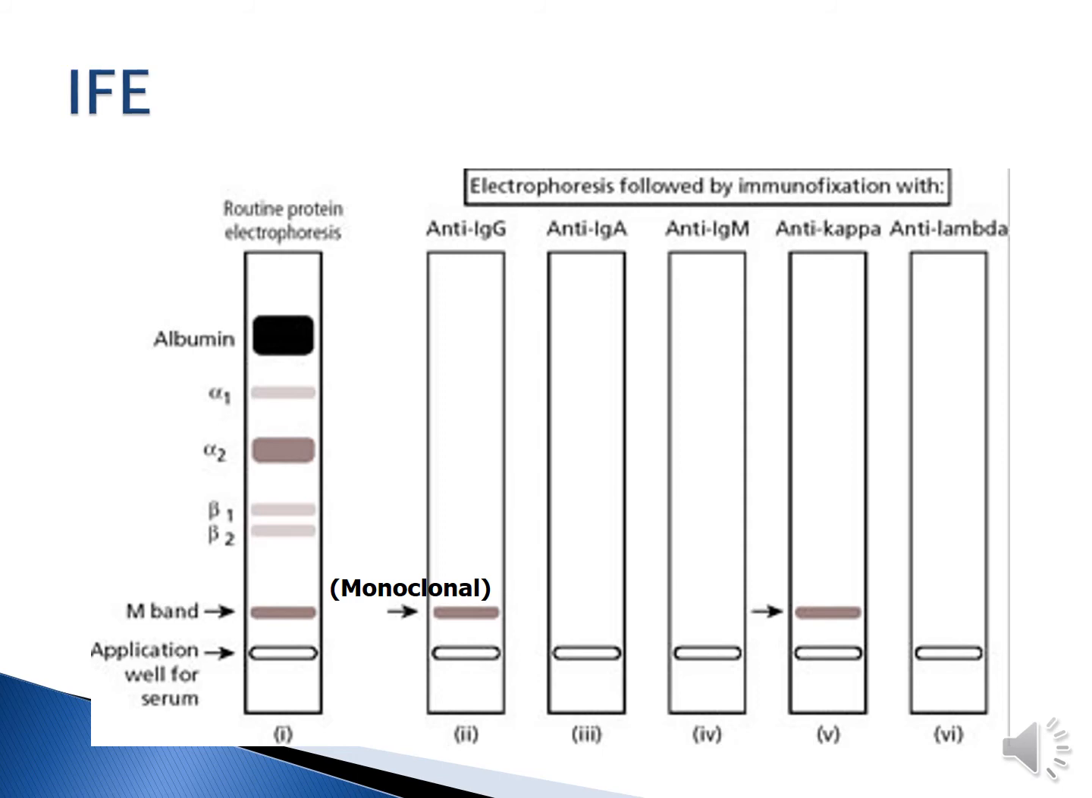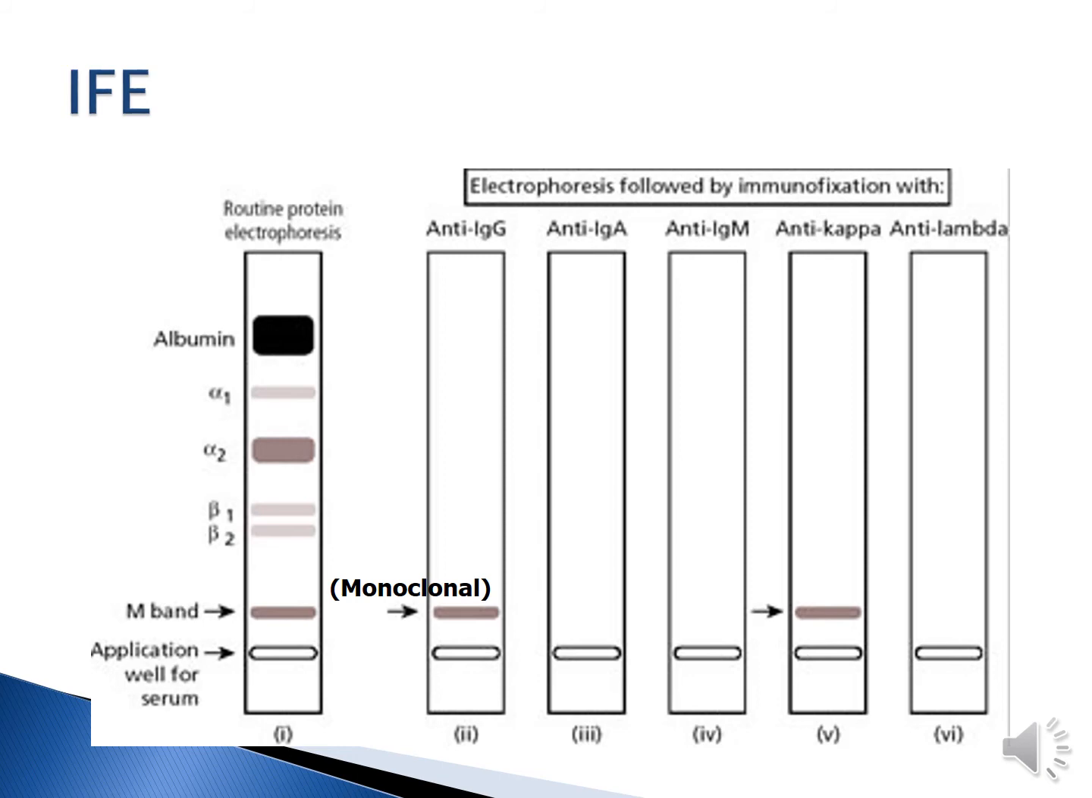So on the very far left, this is our control. So we have our albumin, our alpha 1, alpha 2, beta 1, beta 2, M band, and then our wells are the clear ones at the bottom. Remember when we were talking about serum protein electrophoresis, or SPEs, this is the same thing. It's just not in that little curve in a graph. It's flat. So we have our big albumin spike, we have our alpha 1, alpha 2, beta 1, beta 2, and our M band, which is our gamma band.